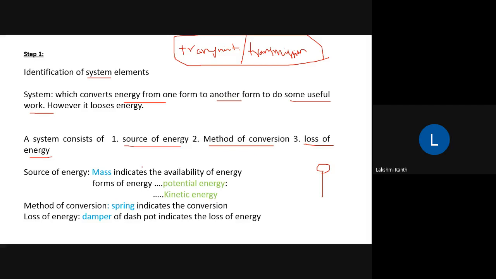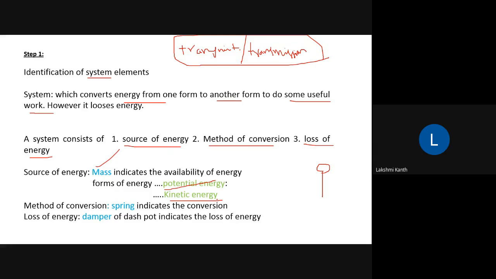For the source of energy, the mass is the indication of availability of energy. That's why the first essential part of the vibrating system is that the system must consist of mass. If there is no mass, there is no discussion. When there is a mass, it indicates that the system has some energy, there is a source of energy. Due to the configuration of the mass it has potential energy, and due to the motion of the mass it has kinetic energy.